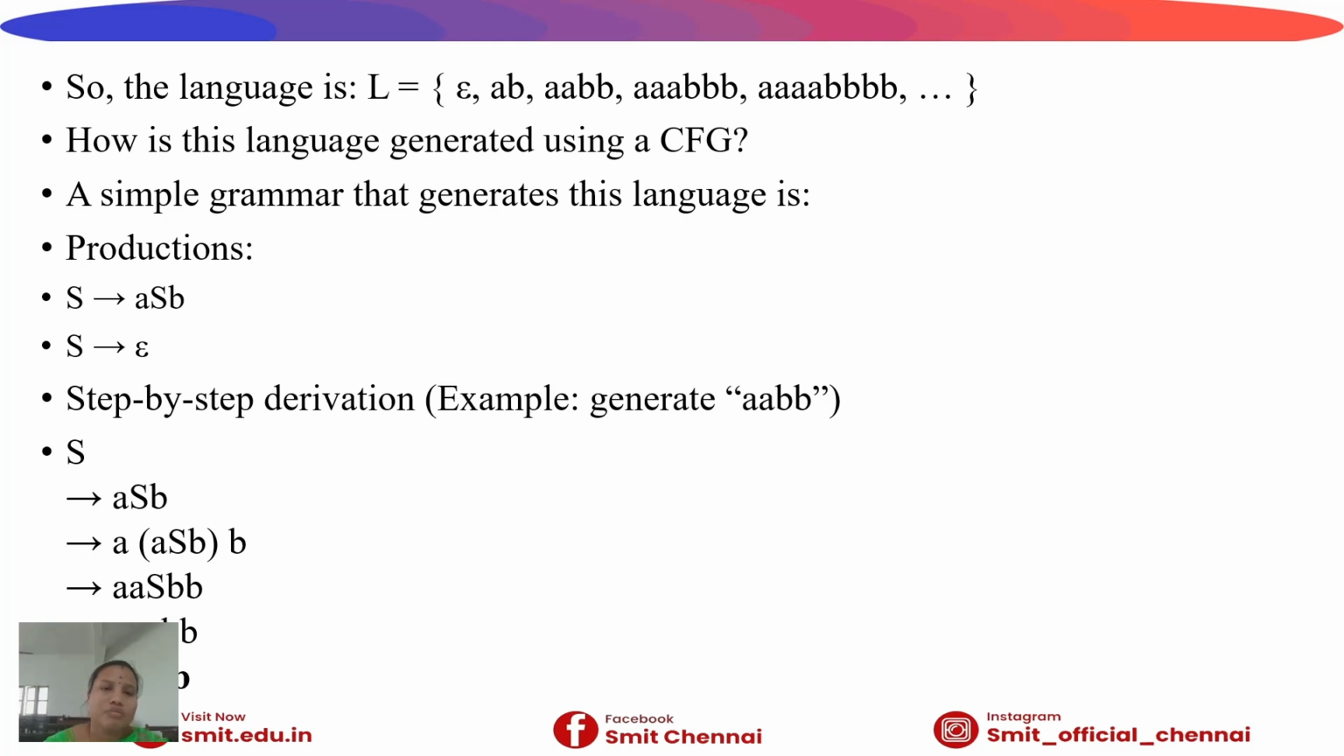Step by step derivation means generating one string, for example aabb. S is the start symbol, S → aSb. Then a, and S is substituted by aSb, and b is the last one. Then S is substituted by epsilon. So aabb is generated by the language.